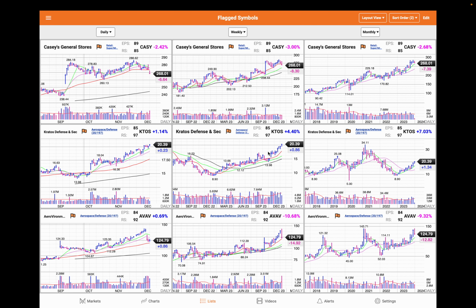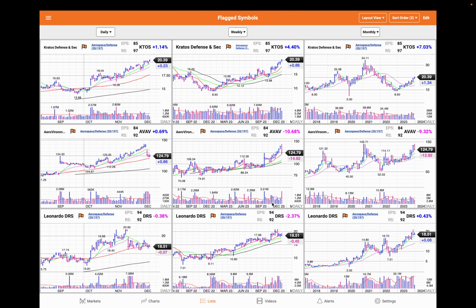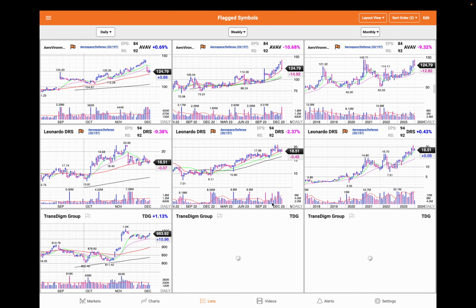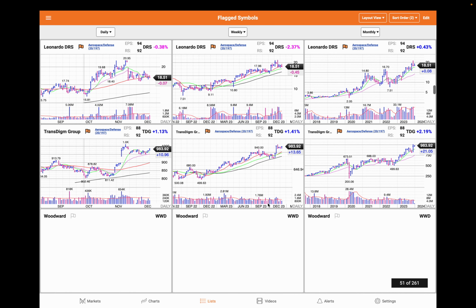This name, KTOS, is a drone name. It's a drone for military purposes, like the ones that are used in the Hamas situation in the East currently. Is there anything else?